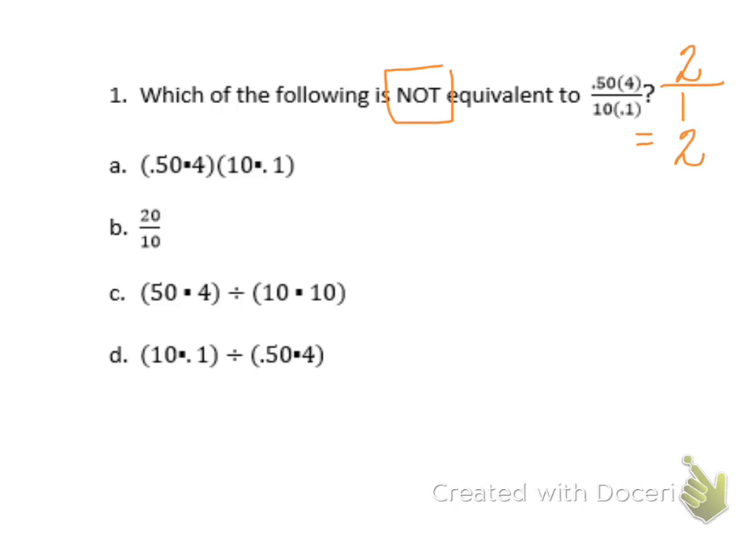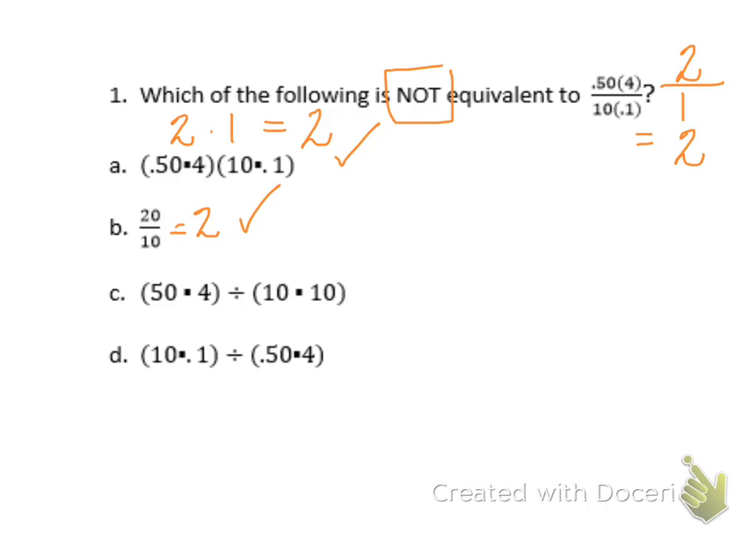So let's look at A. So we need to solve all of these out in order to figure out which one is not equivalent. So A, we have 50 hundredths times 4, which we know is 2. And this is going to be multiplied by 10 times 1/10, which is 1. 2 times 1 is just 2, so that one is equivalent. 20 divided by 10 would be 2, so that one is equivalent.